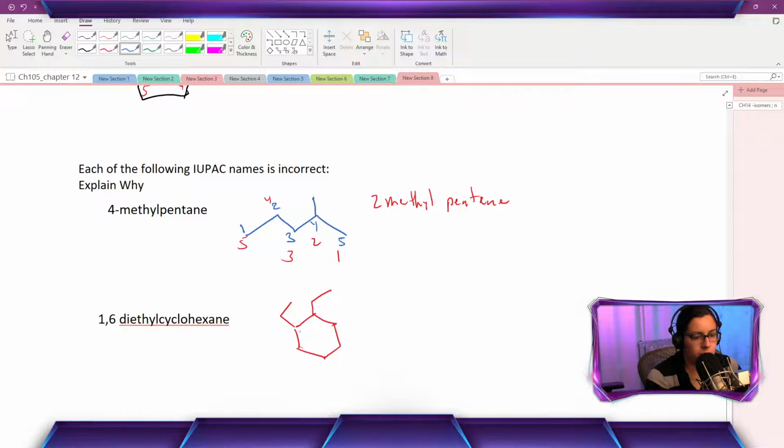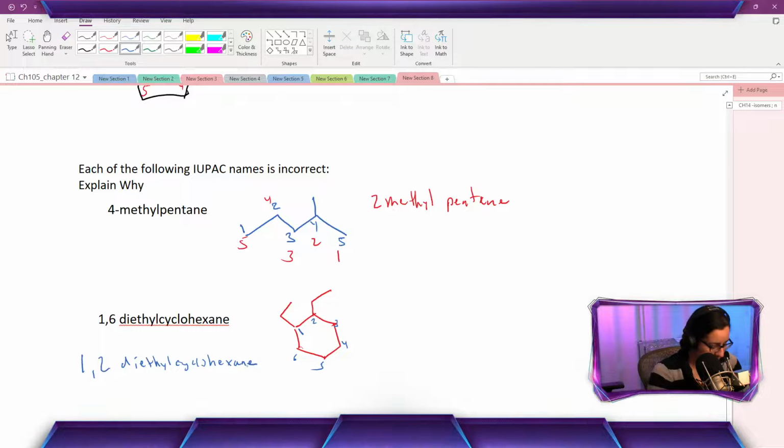Of course, we can label our ring. So 1, 2, 3, 4, 5, 6. And so this should be 1,2-diethylcyclohexane. And then just don't forget the cyclo part, but that looks good.